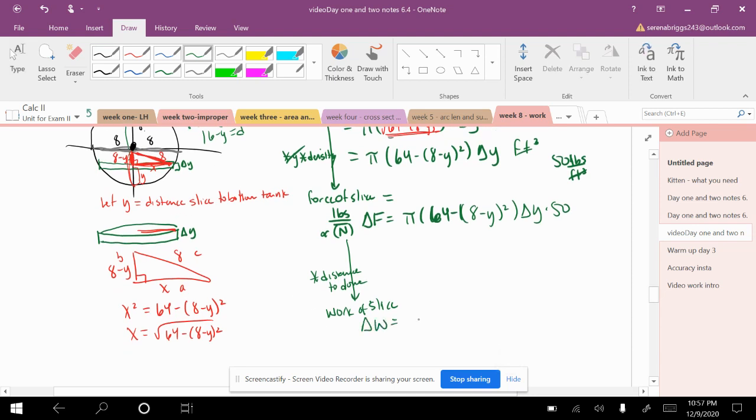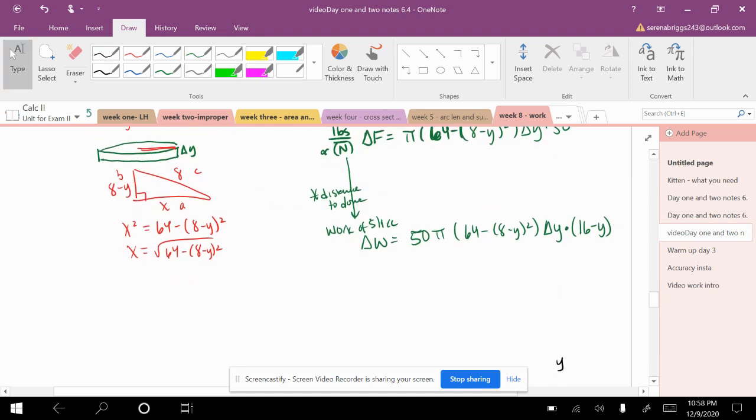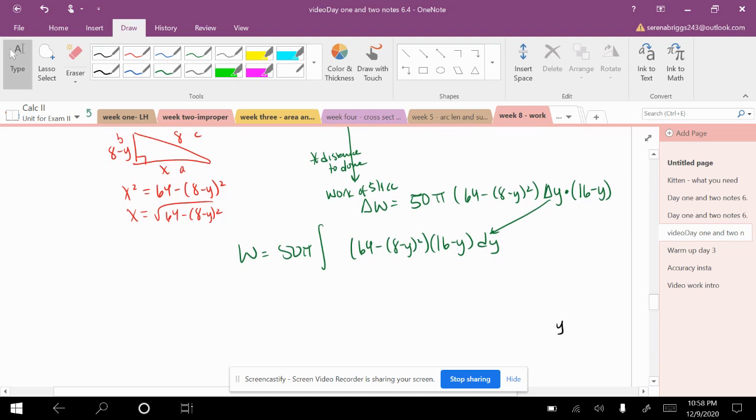So my delta work is, I'll just put the 50 in front, 50 pi times 64 minus the quantity 8 minus y, squared, delta y, times the distance to done, which is 16 minus y. That's my work slice. The limit of the Riemann sum of infinitely many of those will give me my total work. And I have quite a bit of constant that I could put in the front. I've got 50 pi I can put in front for my total work. And then I have 64 minus the quantity 8 minus y, squared, times 16 minus y, and my delta y turns to the dy that I need to integrate.